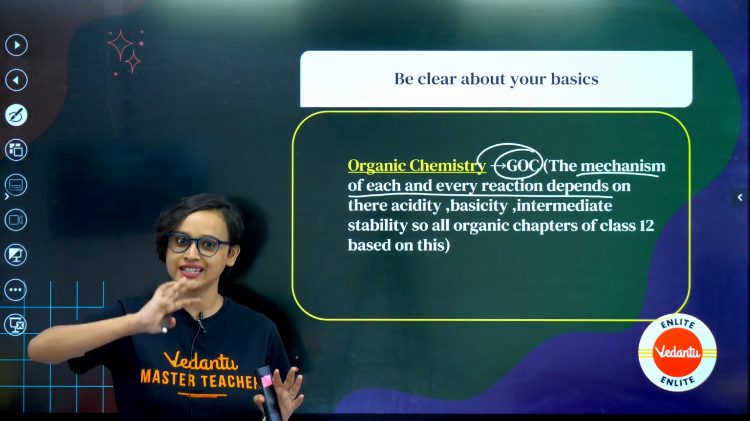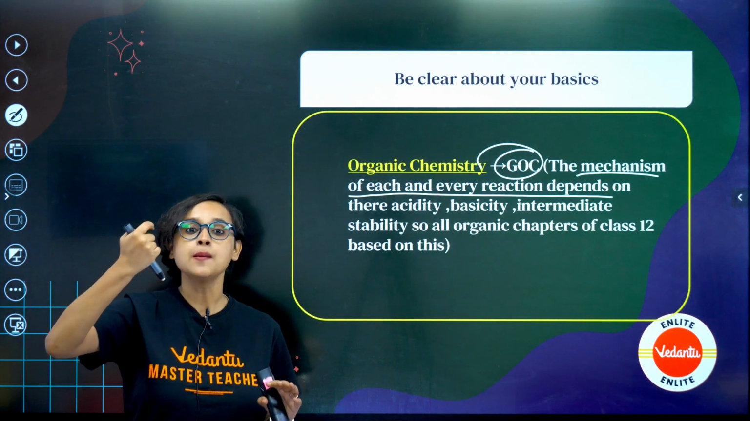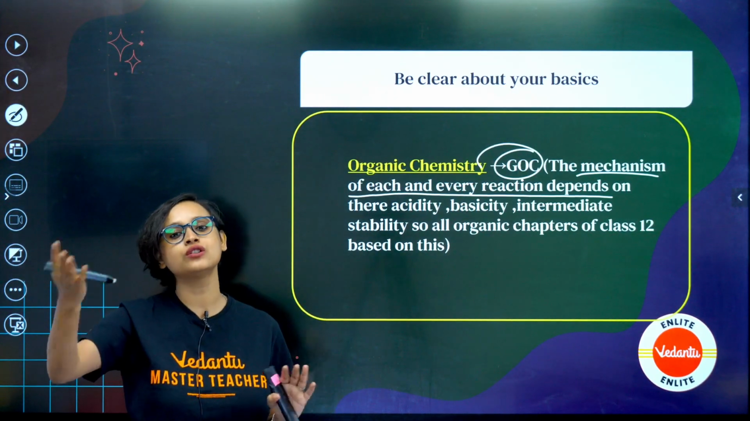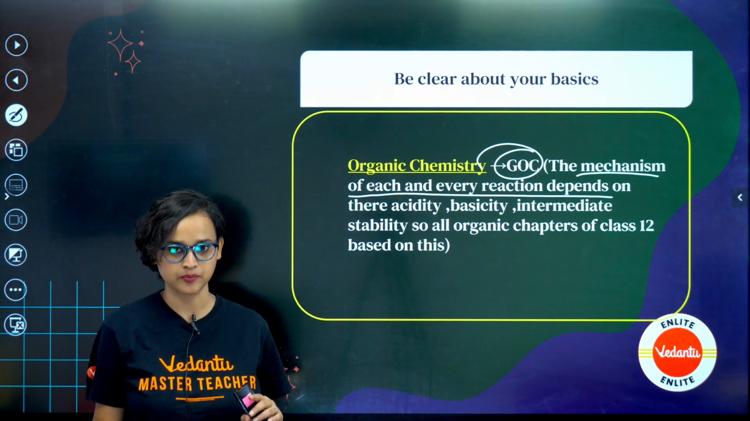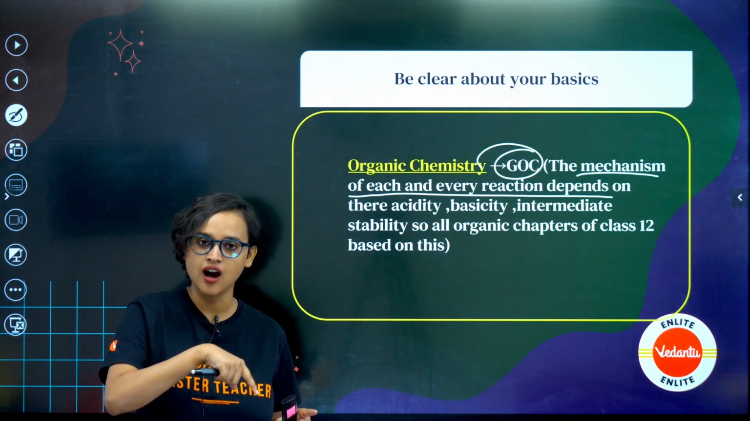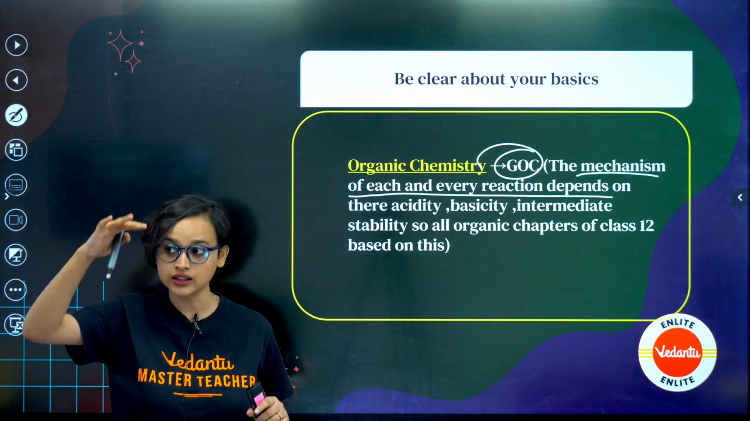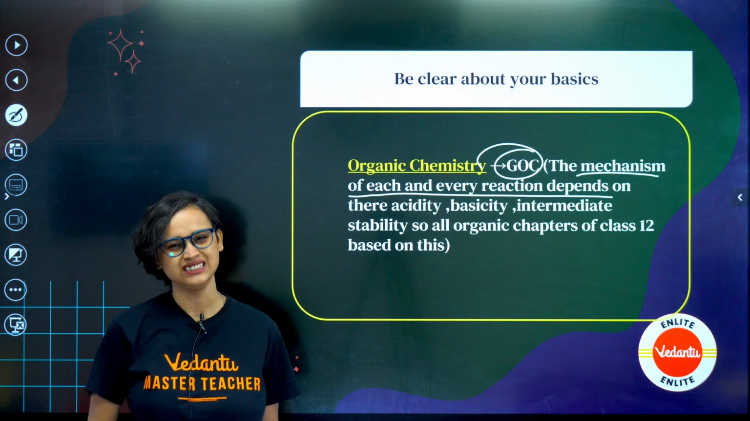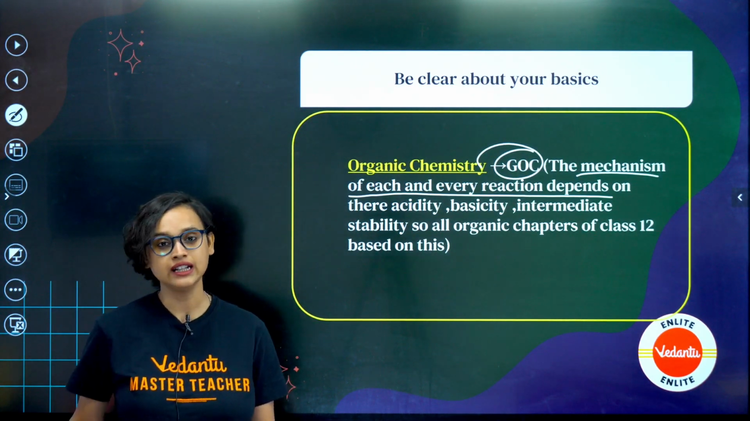We tell the students later on that you can skip GOC if you want, because if you have already studied it, then you don't have to revise. You already know the concept, then it's fine for you to skip. But if you skip this right now, and if you think that you will be able to solve all the questions from all the other organic chapters, bro, that's not going to happen. So please make sure that you study it right now.